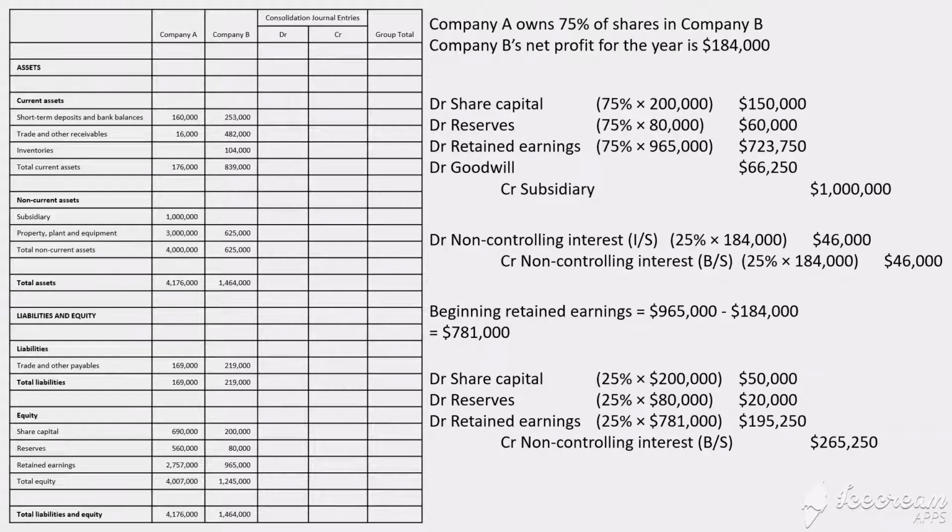Here's another word of caution. I understand the consolidation journal entry to eliminate the subsidiary account and to attribute non-controlling interest is quite similar, but I need you to note something quite important. When you eliminate the subsidiary account, you always use the figure on the date of acquisition, but when you attribute non-controlling interest, you always use the current year figure.